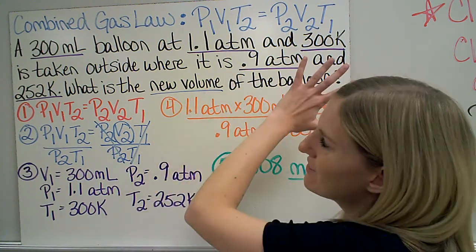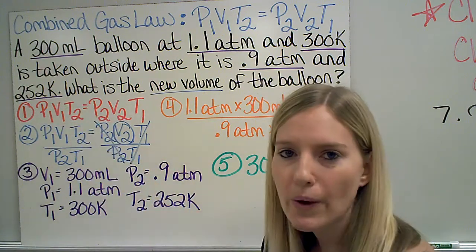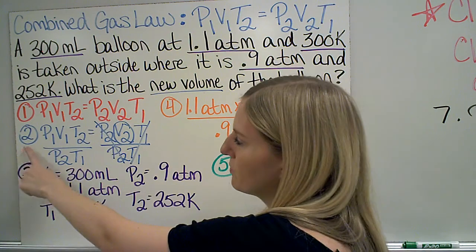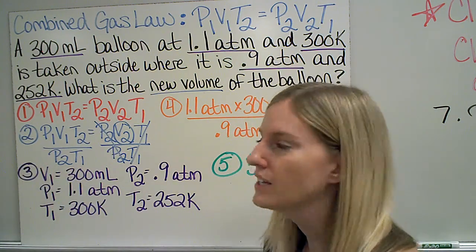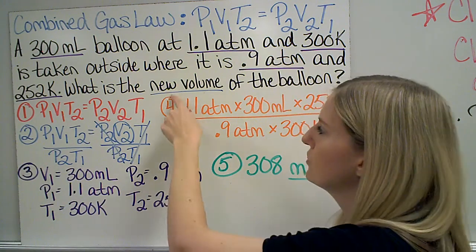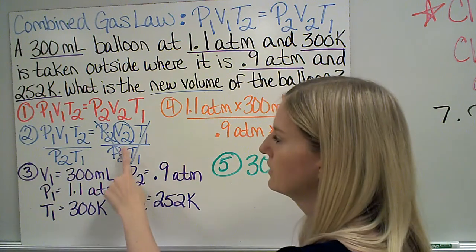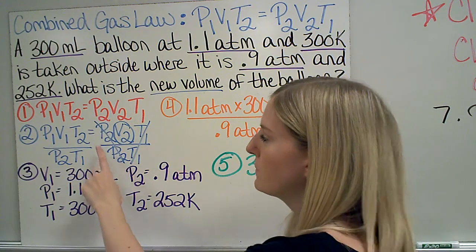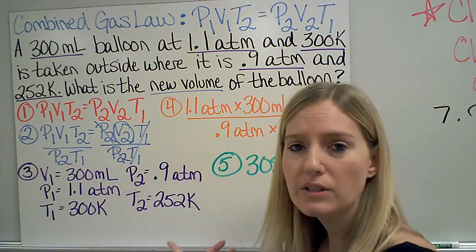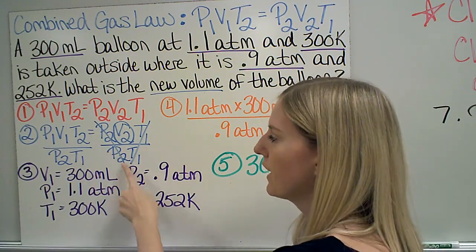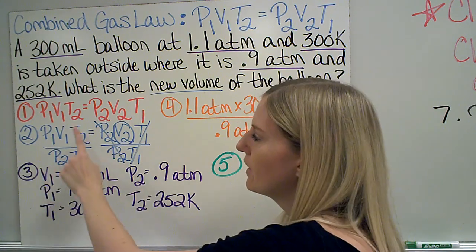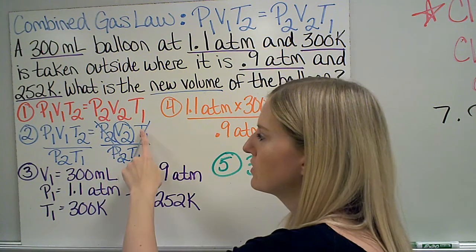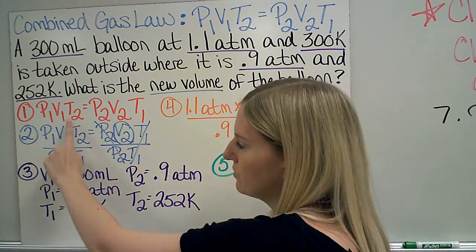As soon as I see that there are 5 numbers up here, I know I'm using the combined gas law. So that's my equation. Number 2, I'm rearranging it, so the thing I don't know is the new volume, or V2. So I look at what's being done to it. It's being multiplied by P2 and T1, so I'm going to divide by P2 and T1 on both sides. P2 over P2 is 1. T1 over T1 is 1. So this is the equation I will use.